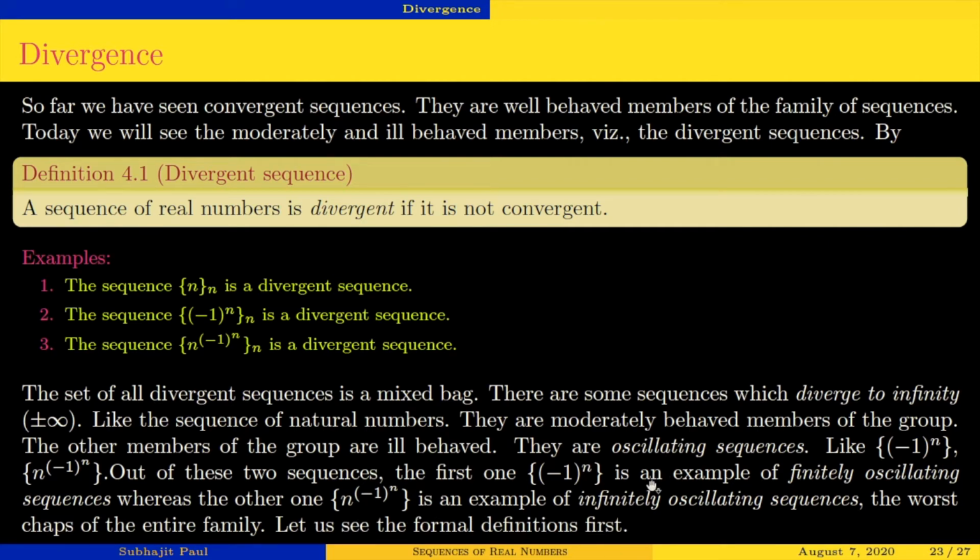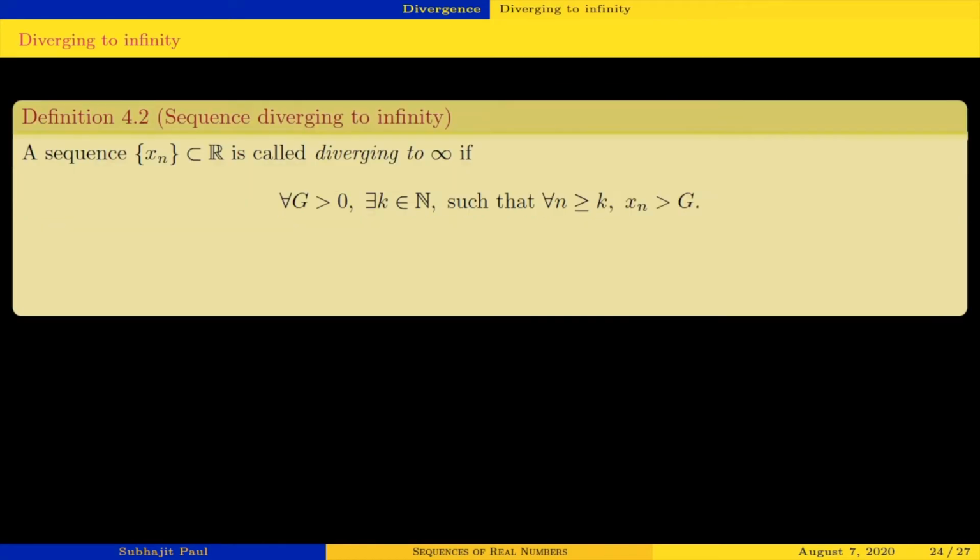Here, oscillating, finitely oscillating, infinitely oscillating, all these things we have just described with our common sense of understanding. So let us define these terms formally. Now, the first definition is a sequence diverging to infinity. Whenever I am writing infinity in words, I mean plus or minus infinity. Whenever I am writing in mathematical notation, I put a plus or minus in front of that.